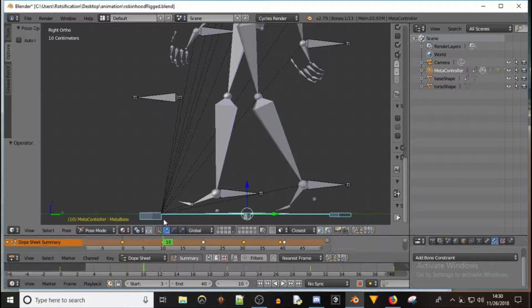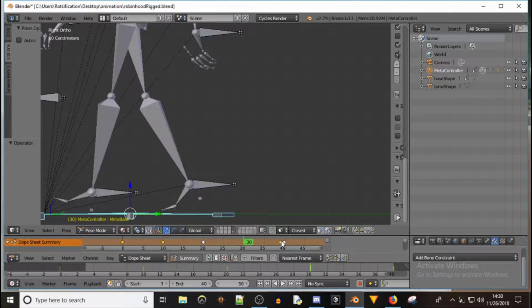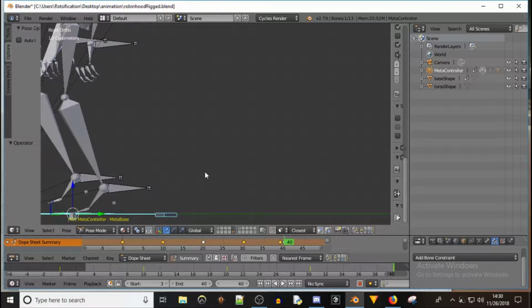So if I look here, see it's about right there. So I want to go for my next frame, 3 squares, 1, 2, 3. So the front of my base bone should be about right here. And there it is. And we just do that for each keyframe.